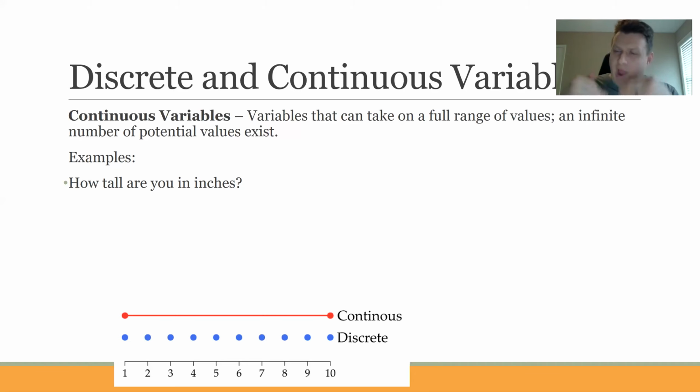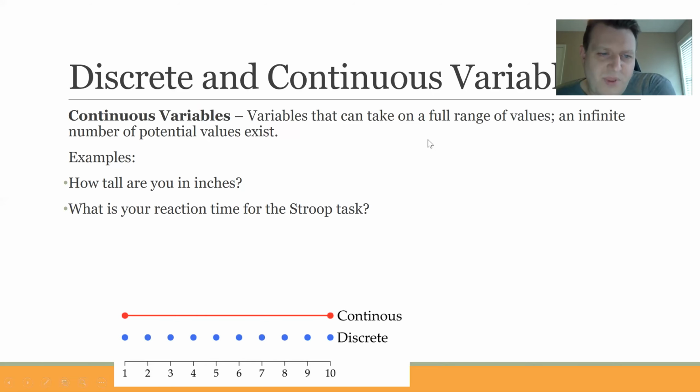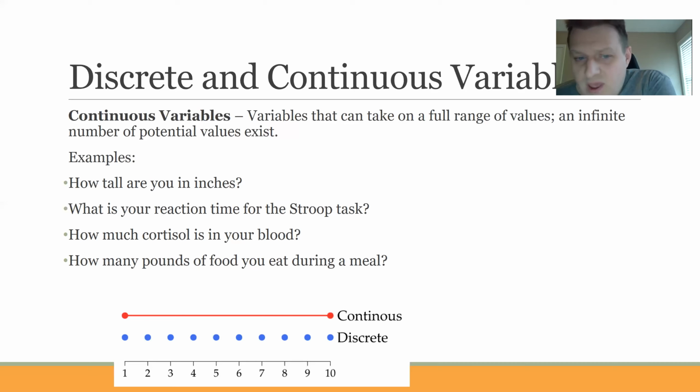And we can get more and more accurate as we go further and further down there. Okay, reaction time in a Stroop task. Sure, it might be something like 2 seconds, but we could get down to the millisecond. So there are a vast number of values that the variable could take on. Okay, how many milliliters of cortisol, the stress hormone, is in your blood? All right, we could do that. Break that down into more and more fine-grained units of analysis.